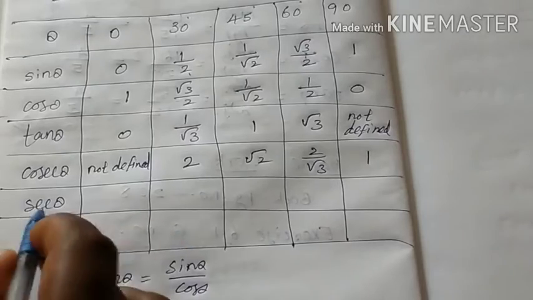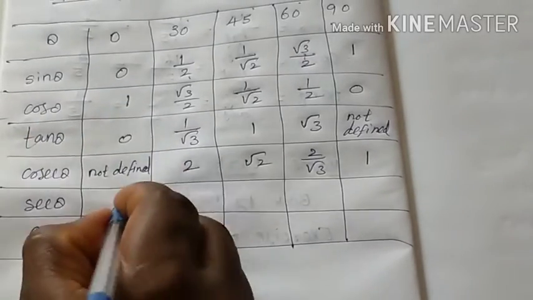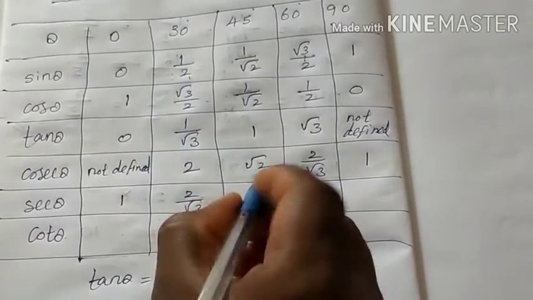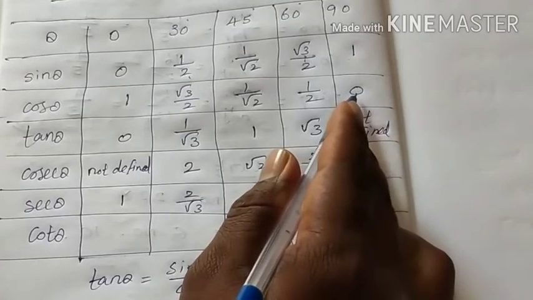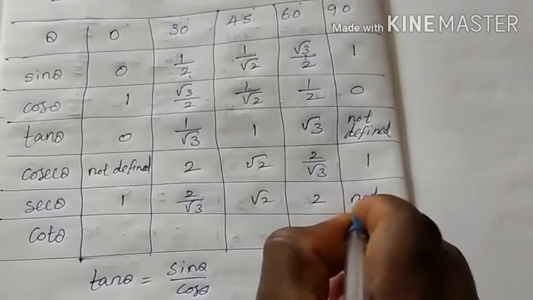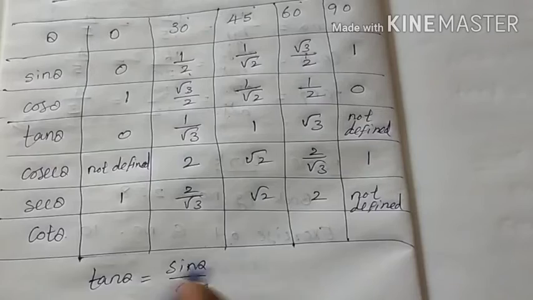Have you understood? Then secant theta: the reciprocal of cos theta. 1 by 1 is 1, then 2 by root 3, then root 2, then 2, then 1 by 0 is not defined. Then cot theta.